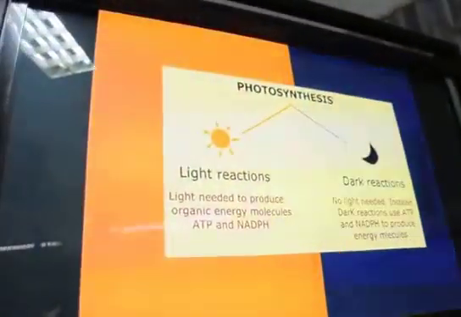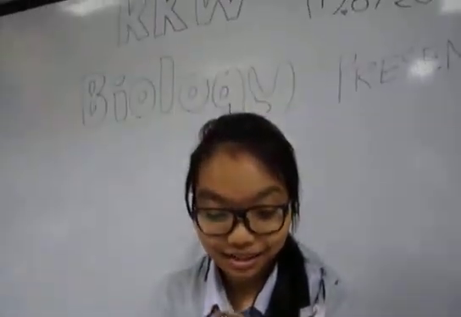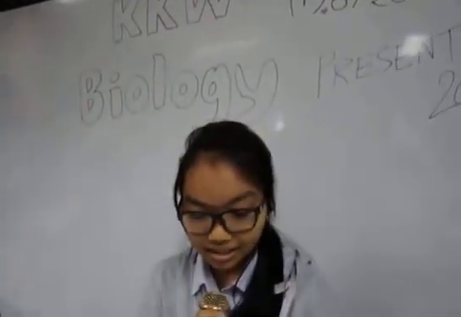Photosynthesis occurs in two stages. These stages are called the light reaction and the dark reaction. The light reaction takes place in the presence of light. The dark reaction does not require direct light. However, the dark reaction in most plants occurs during the day.